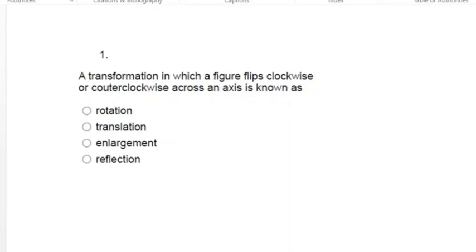Solution to questions on reflection. The first question says, a transformation in which a figure flips clockwise or counterclockwise across an axis is known as rotation, translation, enlargement, or reflection. So the correct answer is reflection. That is D.